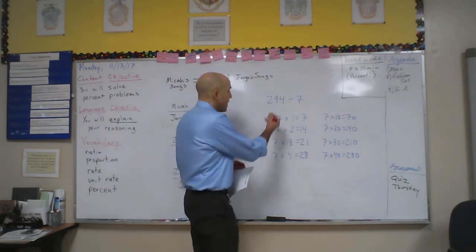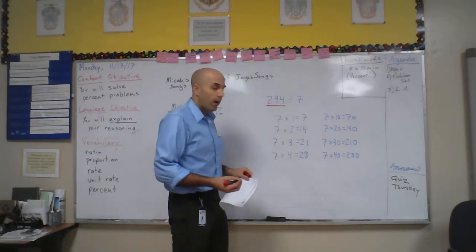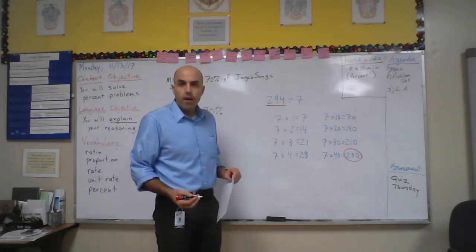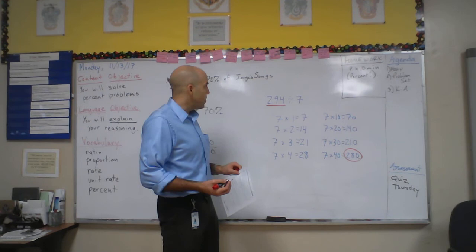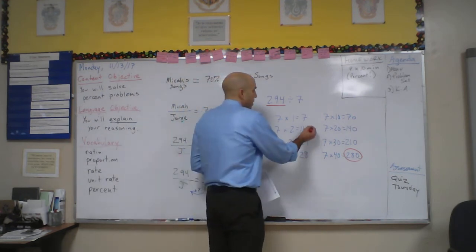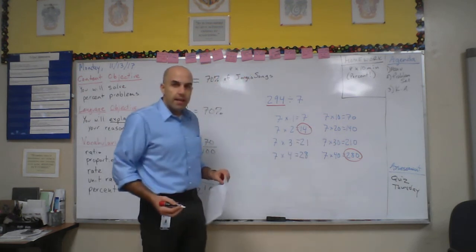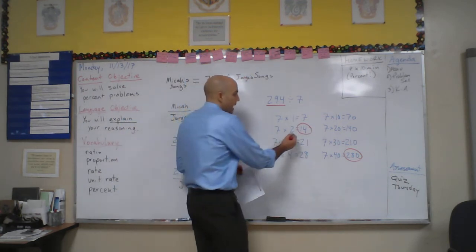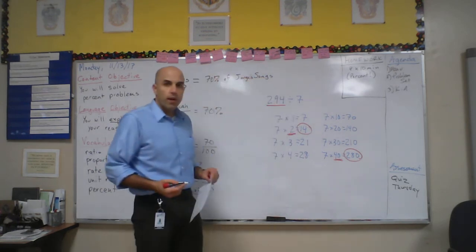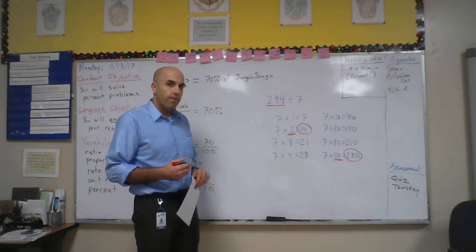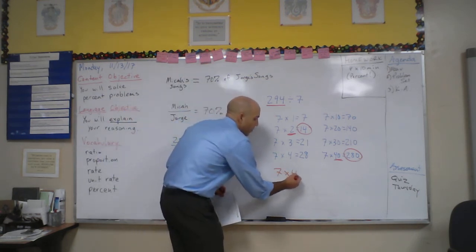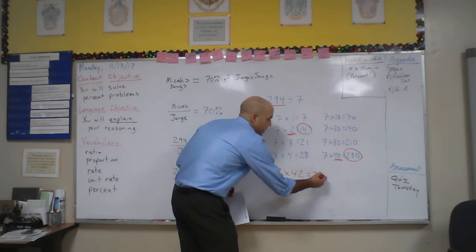And if I look, I'm trying to get to 294. Well, 280 is really close to 294. And I know that 294 minus 280 gives me 14, which means that I already have my answer. 7 times 2 plus 7 times 40 would give me 294. So that tells me that 7 times 42 is the answer.